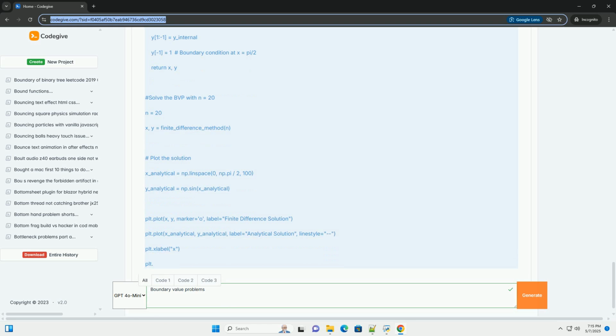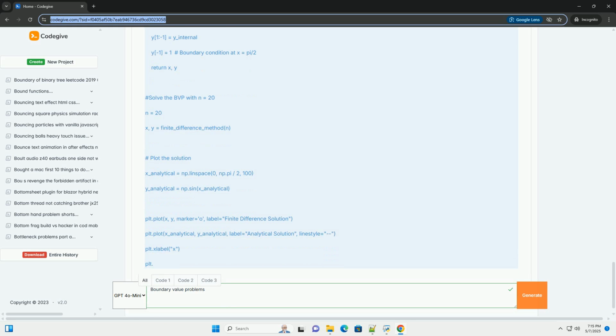Analytical solution: the analytical solution y(x) equals sin(x) is plotted alongside the numerical solution for comparison. Plotting: the numerical solution is plotted with markers at each grid point to visualize the discretization. The x-axis is correctly scaled. Comments: the code is thoroughly commented to explain each step.